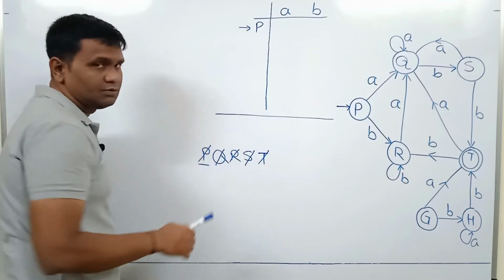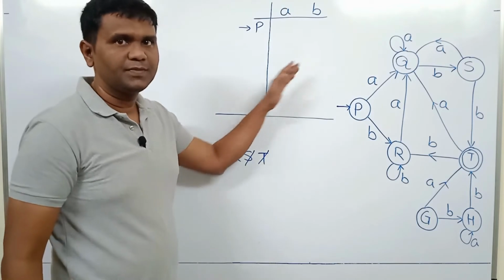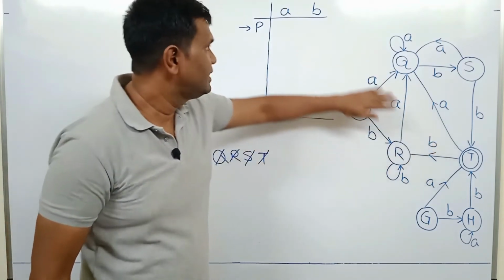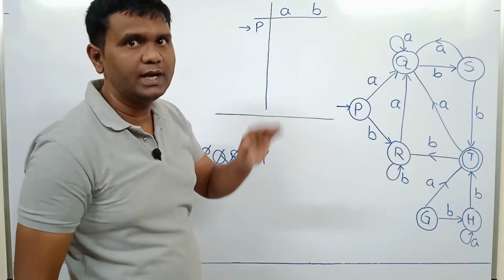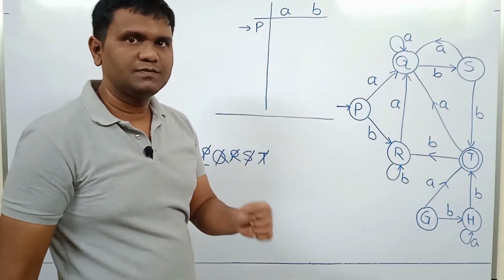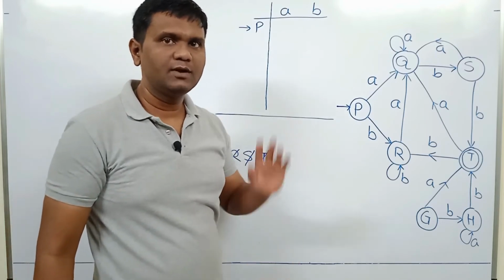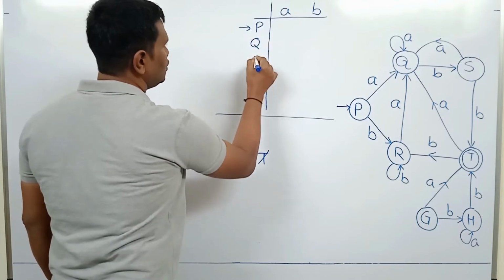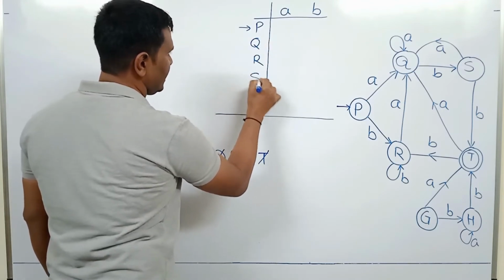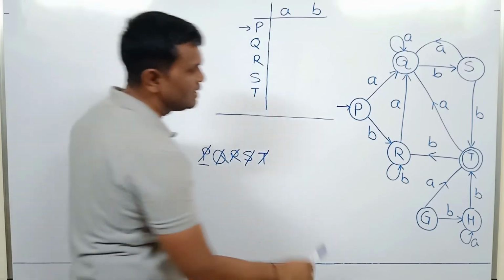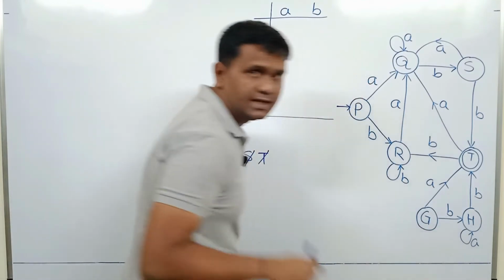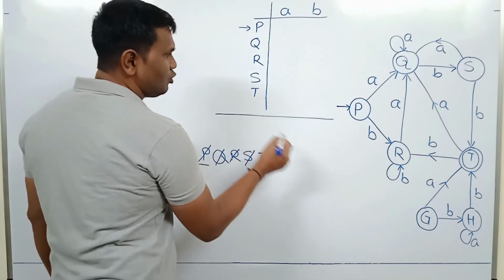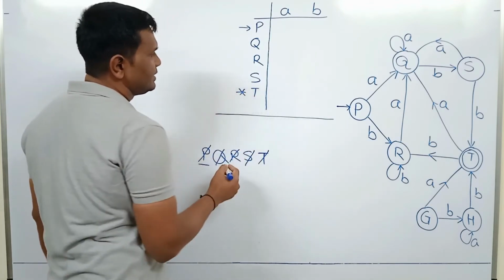Only for these states we will draw the transition table. If you draw the transition table first, then remove the unreachable states, then remove those entries from the transition table, you will end up wasting time. So always first remove unreachable states and then draw the transition table. So we have to consider P, Q, R, S and T. States G and H are unreachable states. They will not be considered in the transition table. We have to mark state T as the final state.